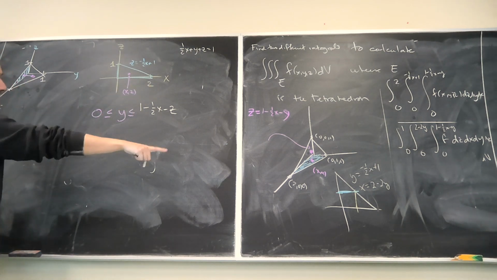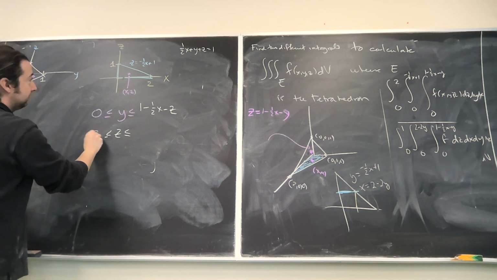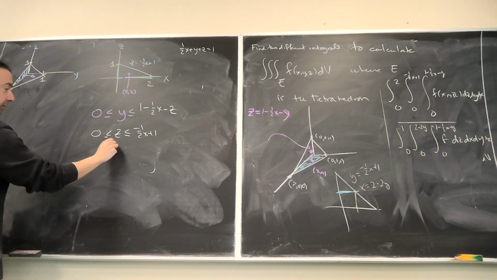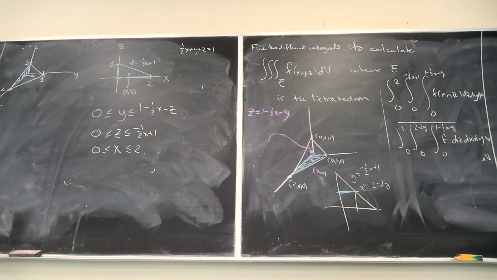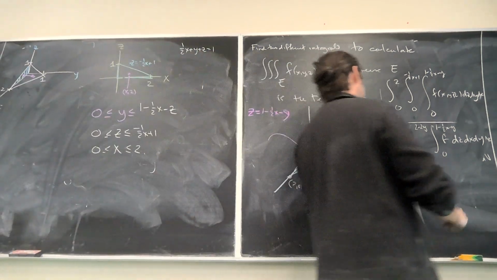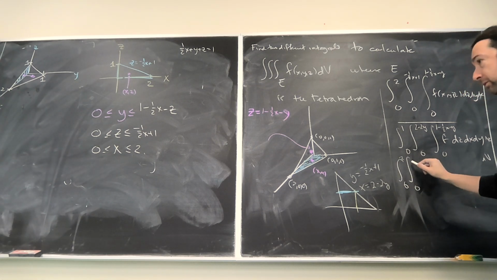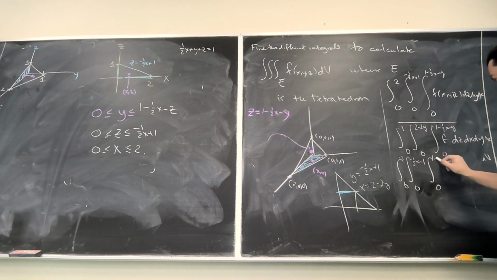And then you can do exactly the same thing we did over there. For a fixed value of x, the z values travel between 0 and minus 1/2 x plus 1. The x values that we need to consider are x's between 0 and 2. So another way of writing that integral down, because what we need is lots of different ways of doing it, is the integral from 0 to 2 of the integral from 0 to minus 1/2 x plus 1 of the integral from 0 to 1 minus 1/2 x minus z of f, dy dz dx.